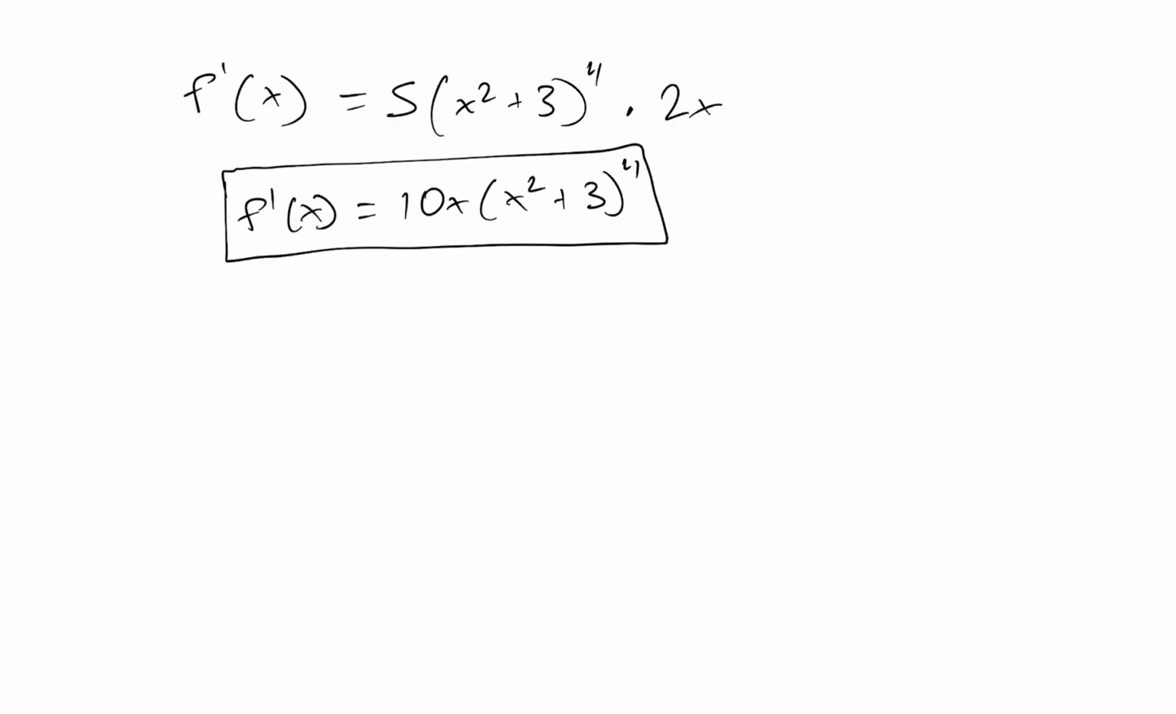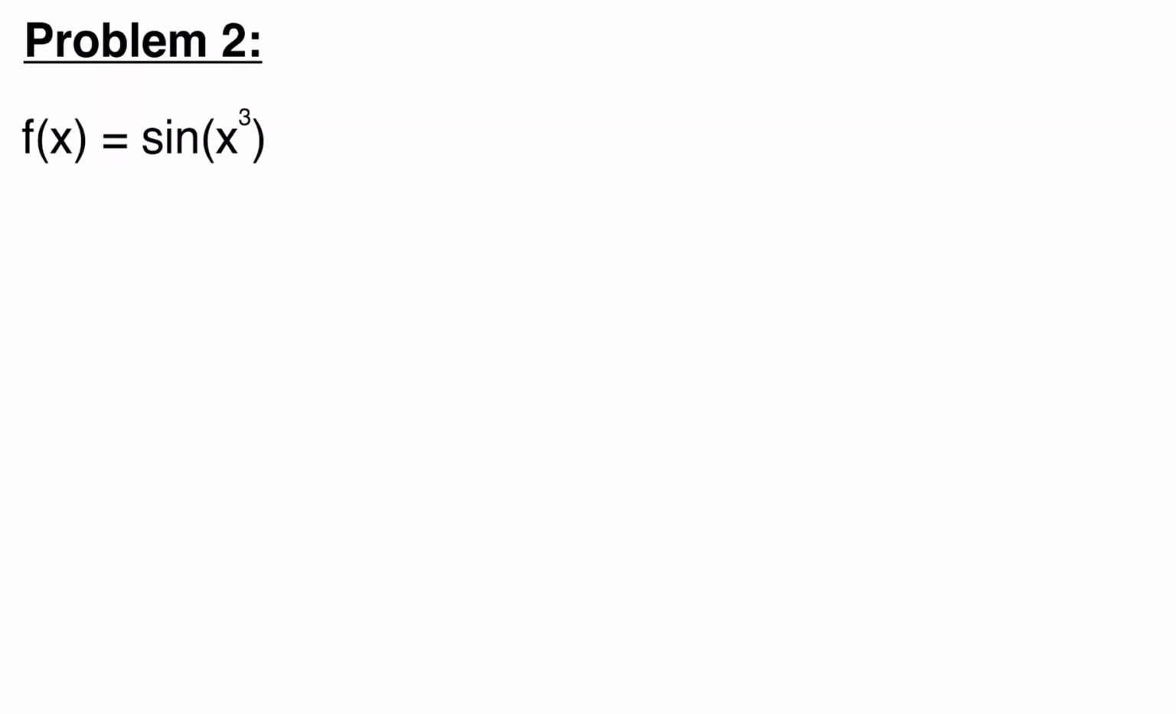Let's try our second problem. Problem 2 here is f of x is equal to sine x cubed. So our outside function is sine, and our inside function is the x cubed. So first we need to find the derivative of the outside. So f prime of x here is going to be equal to cosine, which is the derivative of the sine, and then we need to multiply that by the inside left alone, cosine x cubed, all times the derivative of the inside. Now the derivative of x cubed, knowing the power rule, is going to be 3x squared, sorry.